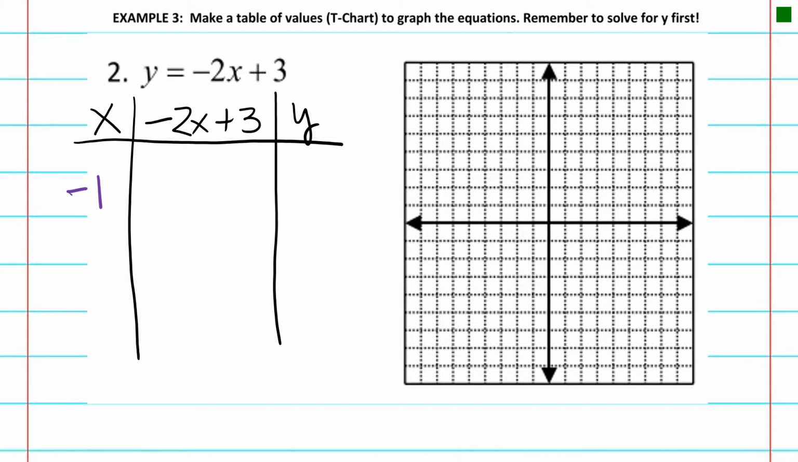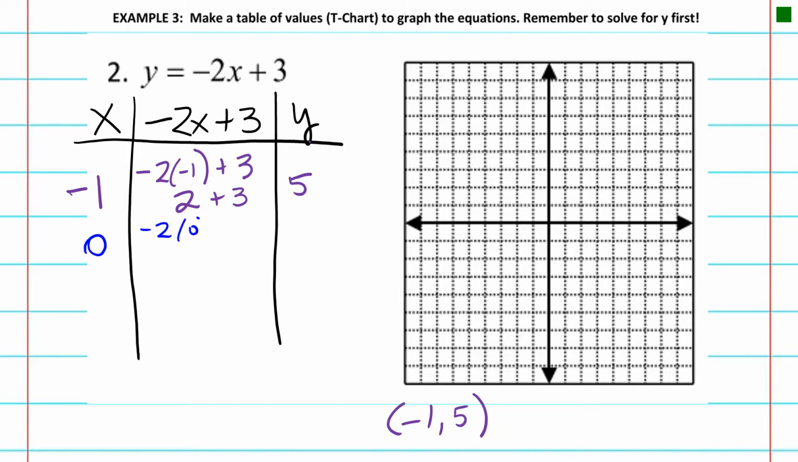So when I plug in negative 1, I have negative 2 times negative 1 plus 3. Negative 2 times negative 1 is positive 2, plus the 3 gives me 5. So my first ordered pair is negative 1, 5. And I'm going to go ahead and write it right down there. Now I'm going to move on to my next ordered pair. I'm going to pick 0. So I have negative 2 times 0 plus 3. Well, negative 2 times 0 is just 0, plus 3 gives me 3.